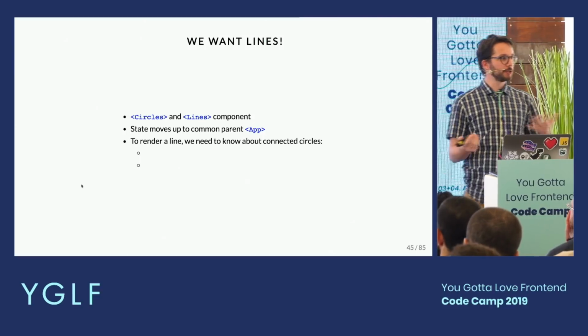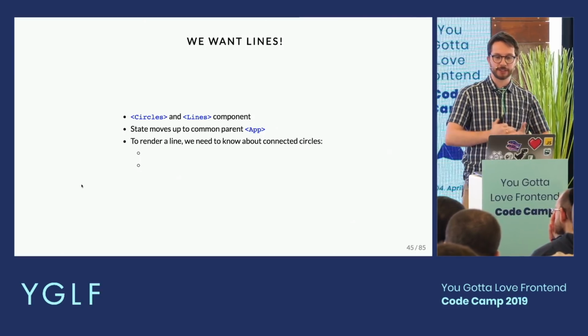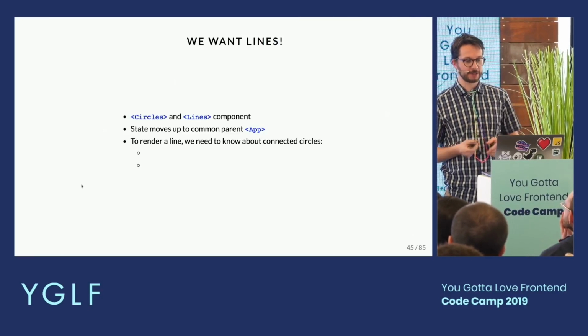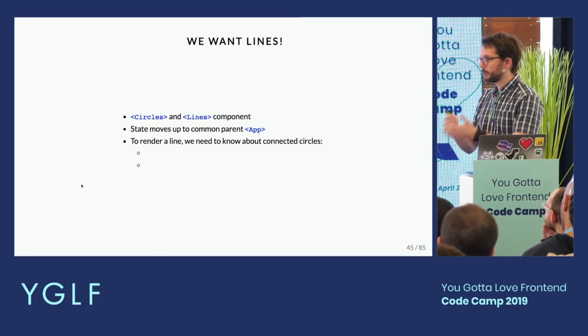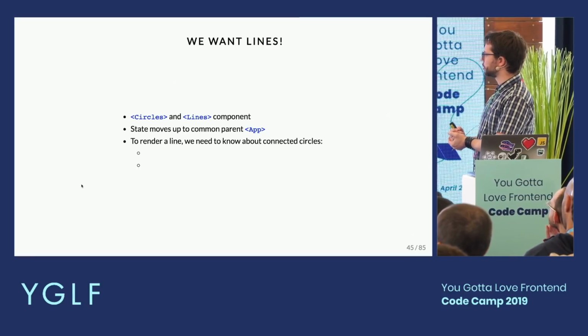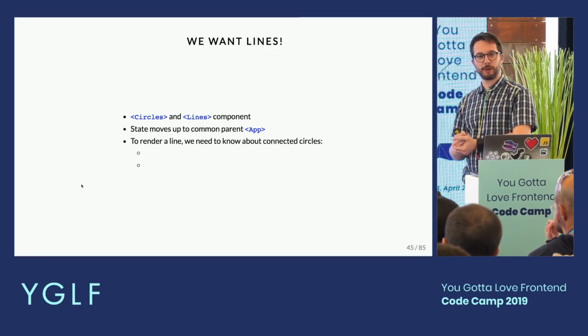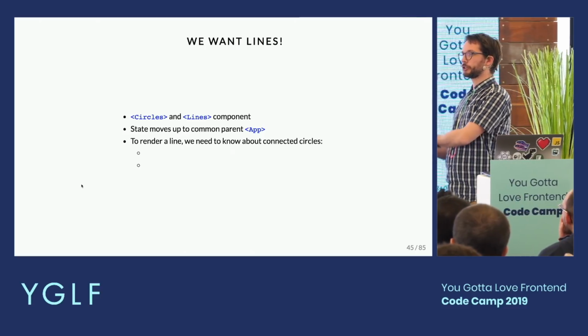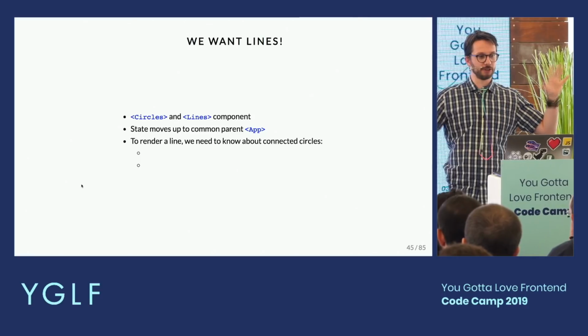But then we also need to reflect it in our UI. So let's introduce a component that draws all the lines. And then we figure that to draw the lines, we need to know about the circles. So the lines component needs to have access to the state of the circles, right? Otherwise, we don't know where they live.